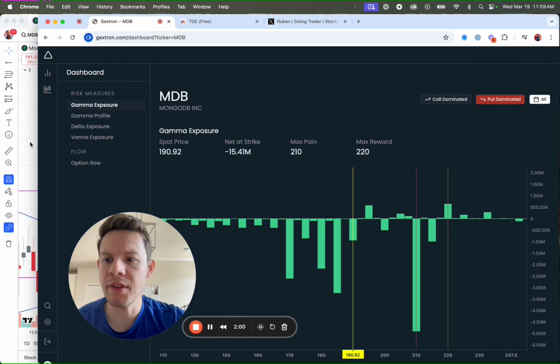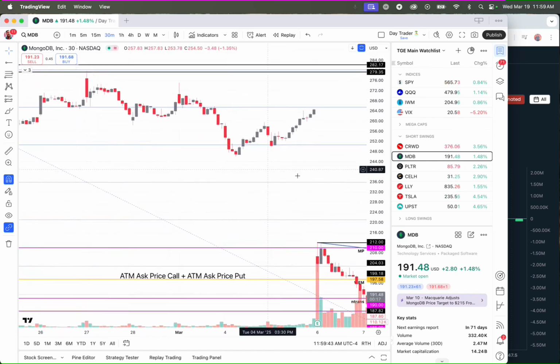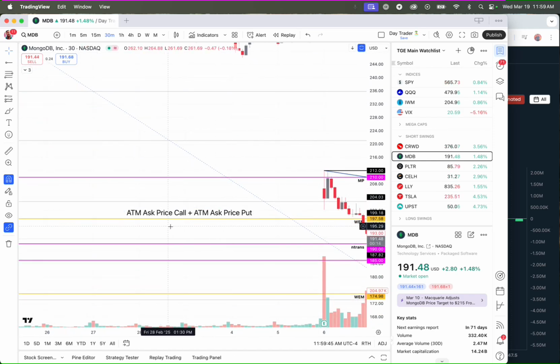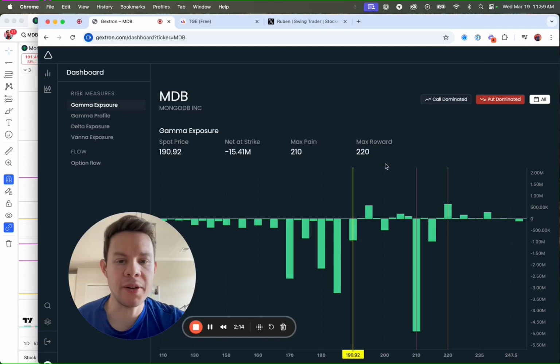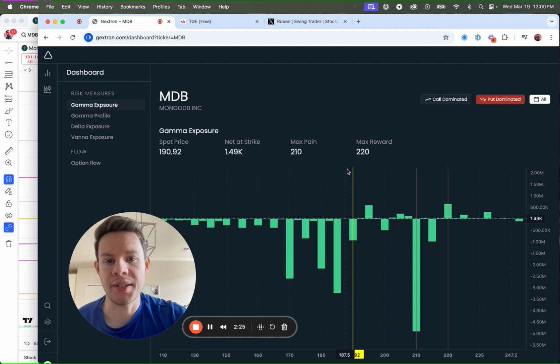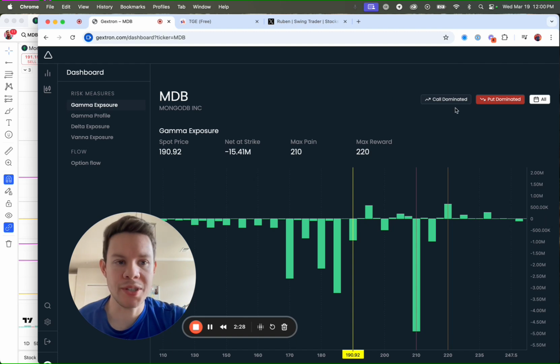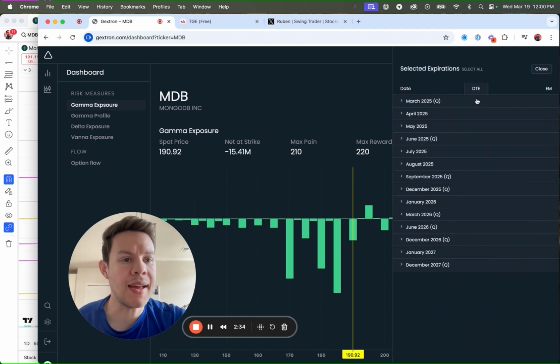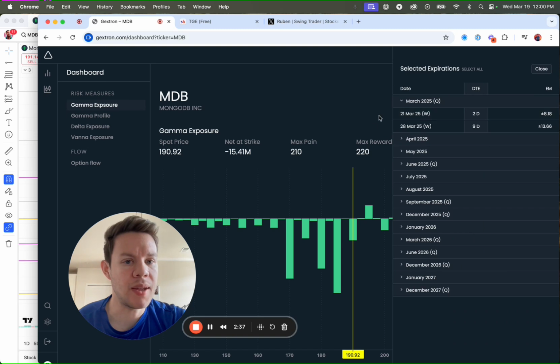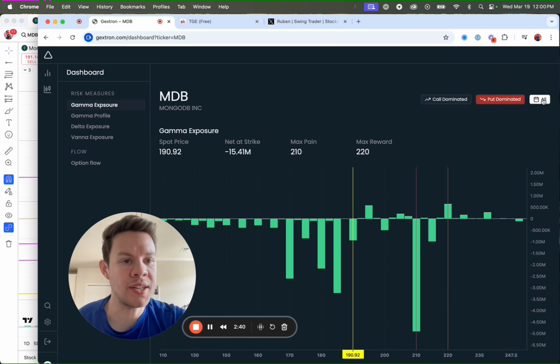Now, I'll give you an expected move formula right here. I wrote this down here, which is the at the money ask price call plus the at the money ask price put. You add those together, and that's a basic expected move formula, a straddle method for you to get an expected range for a given expiration date. But Gextron, which is our tool, takes it a step further and includes implied volatility. It uses the Black-Scholes model.